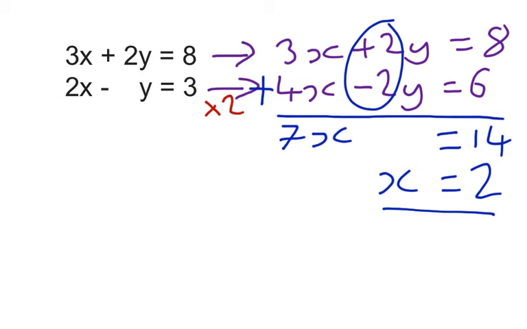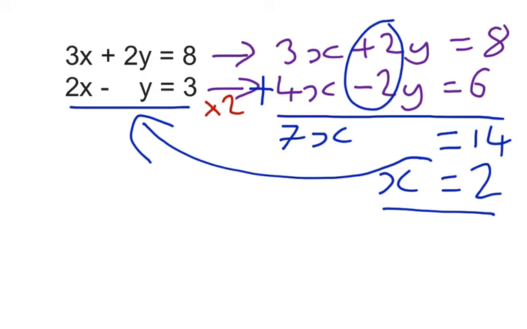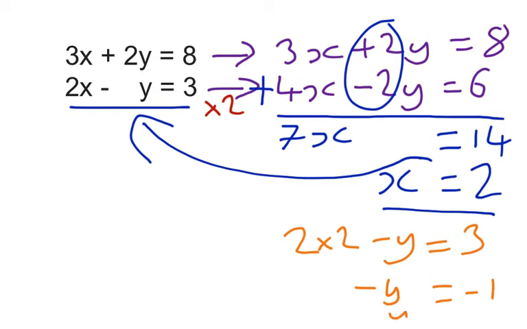Now we're going to substitute that back into one of our equations. Doesn't matter whether we choose the original equation or the multiplied version. I'm going to use the original, so we're going to substitute this into here. And when we do that, we get 2x, which is 2 times 2, minus y equals 3. So 4 minus y equals 3. So minus y equals minus 1, or y equals 1. Solutions: y equals 1, x equals 2.